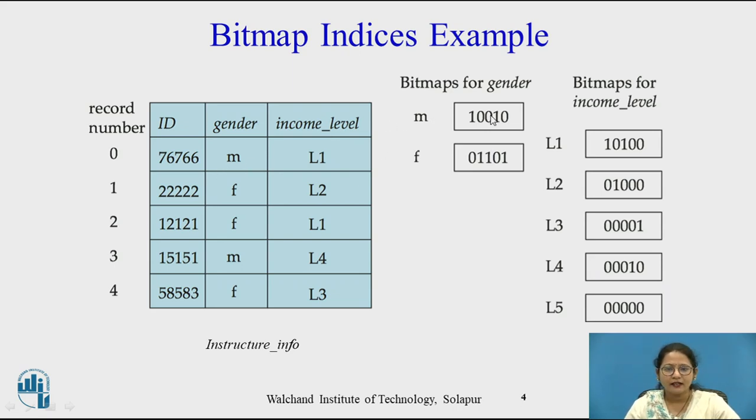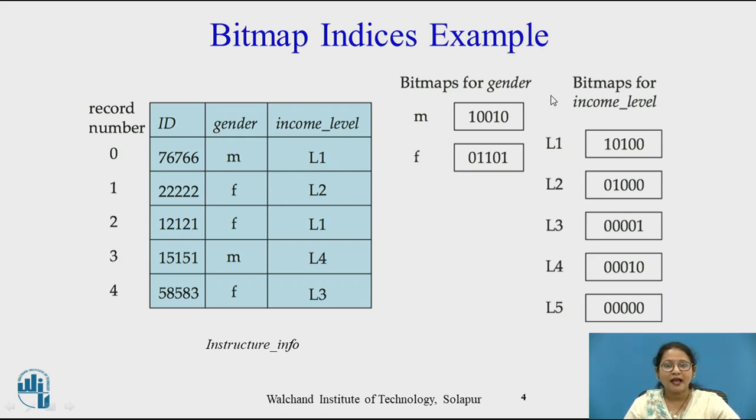10010. So, this is the bitmap for male. For female, 01101. So, the bitmap index on the attribute gender in the relation instructor info consists of one bitmap for each value that the attribute gender can take. So, male and female, 2 bitmaps. Male will contain 1 where male is there in the gender attribute.